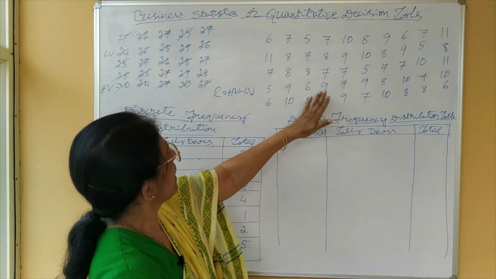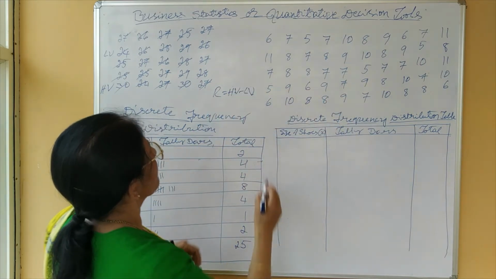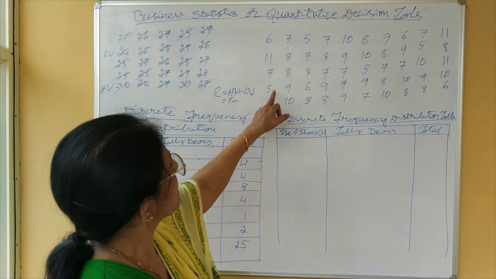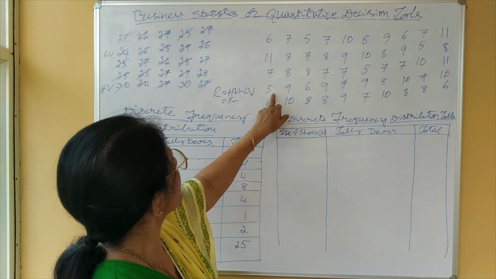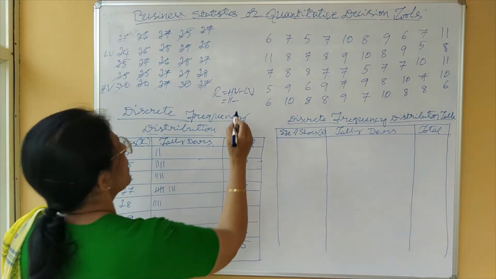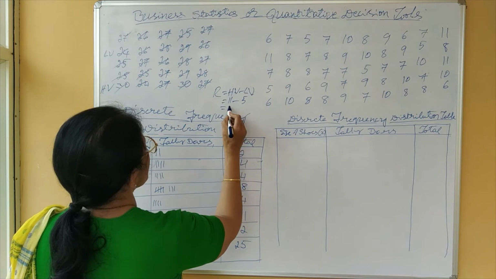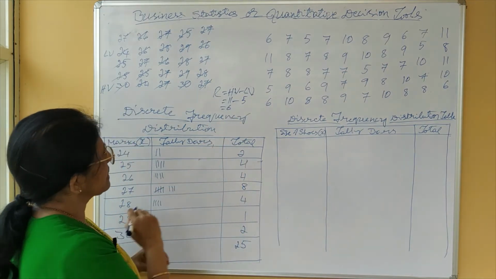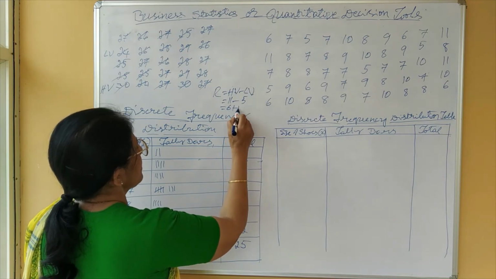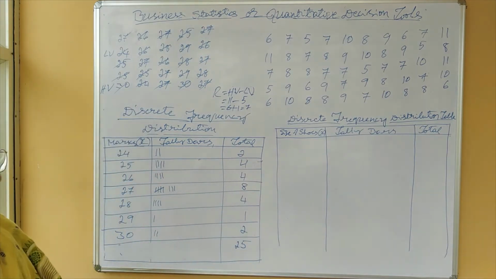Now find the highest value among the given data. Here I think highest one is 11, isn't it? 11 minus lowest one. Here, less than 5, no value, isn't it? Therefore, lowest value is 5. Therefore, 11 minus 5, here also it is 6. Including 5, it is plus 1, means here also we have to take 7 values, isn't it?